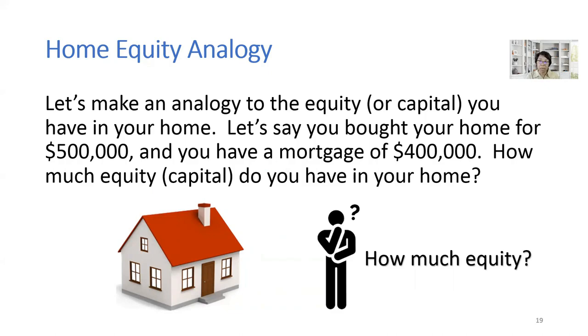So your asset is a house, right? And you have a mortgage, which is a loan, right? So you bought the house for $500,000 and you took out a loan because you didn't have $500,000. You only had enough for the down payment. And so you took out a loan for $400,000. How much equity do you have in your home?